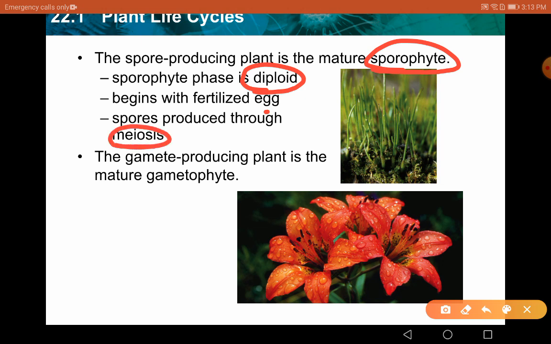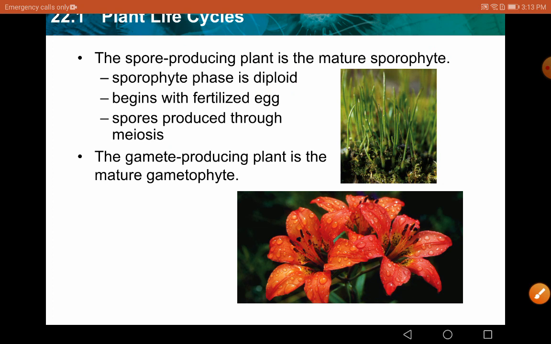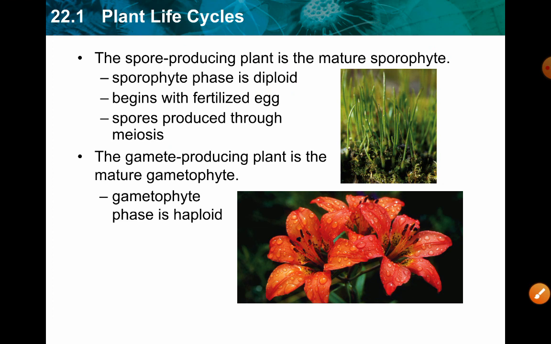So these are the three main pieces of information about the sporophyte phase. Sporophyte phase is diploid, begins with the fertilized egg, and happens through meiosis. The gamete producing plant is the gametophyte. The gametophyte is the next phase, the second phase alternating between them.